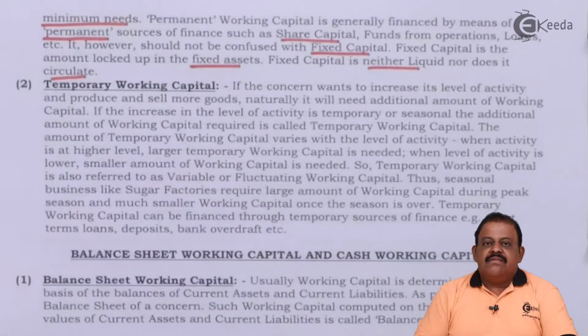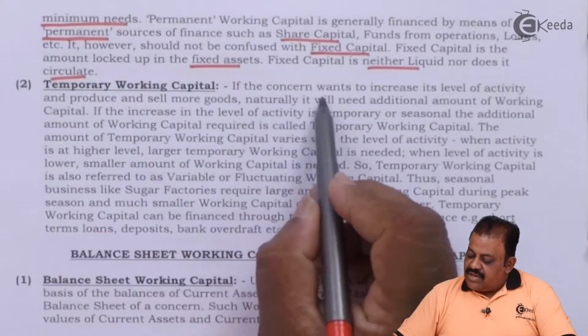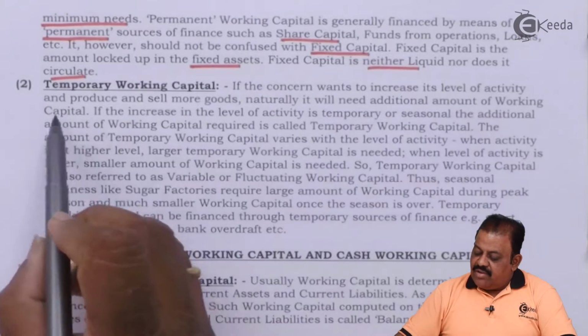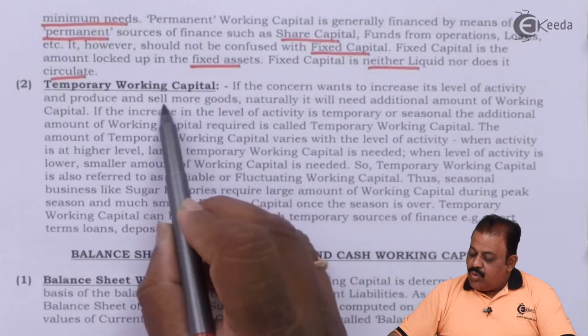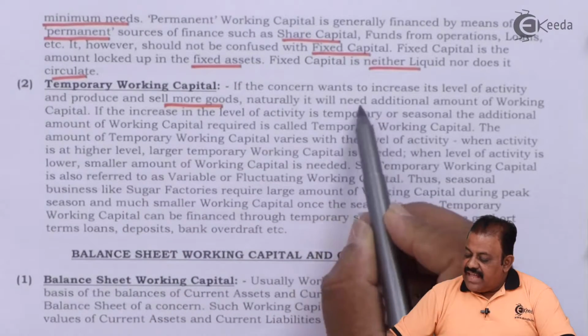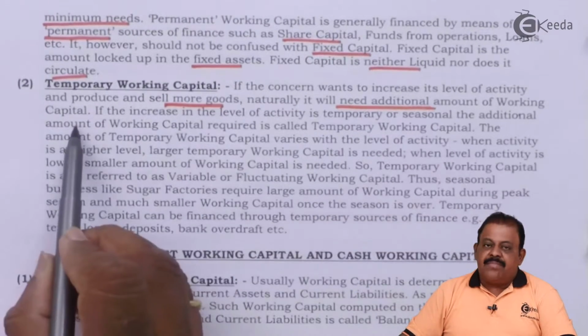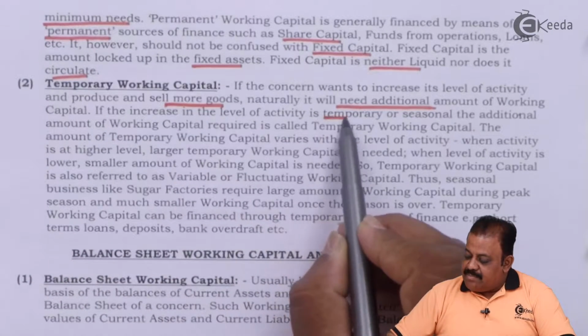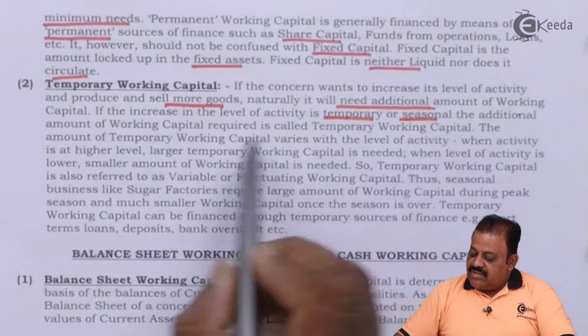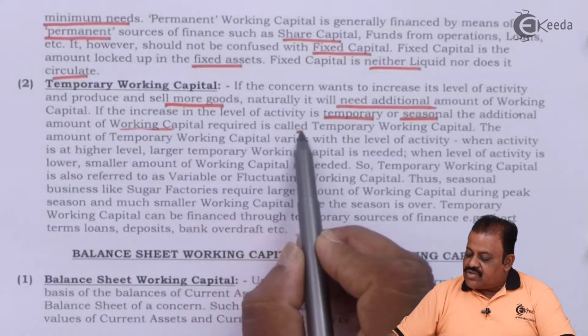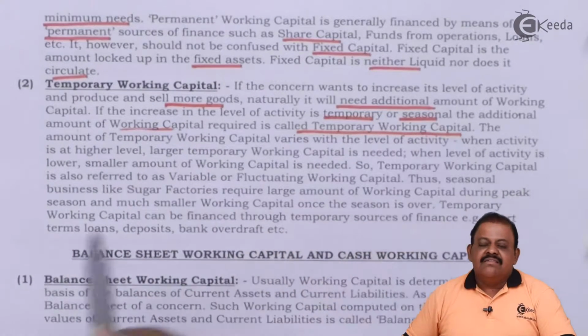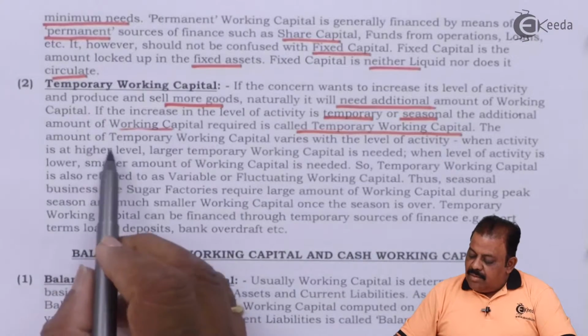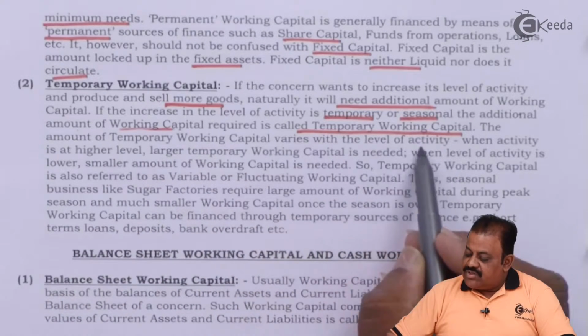Temporary working capital. If the concern wants to increase its level of activity and produce and sell more goods, naturally it will need additional amount of working capital. If the increase in level of activity is temporary or seasonal, the additional amount of working capital required is called as temporary working capital. The amount of temporary working capital varies with the level of activity.